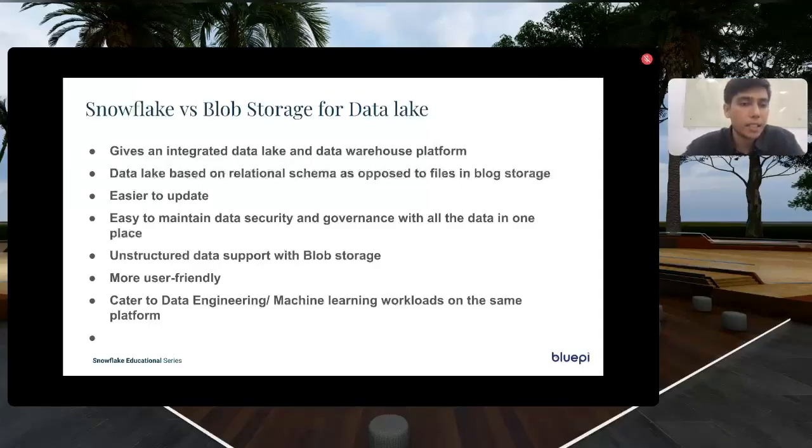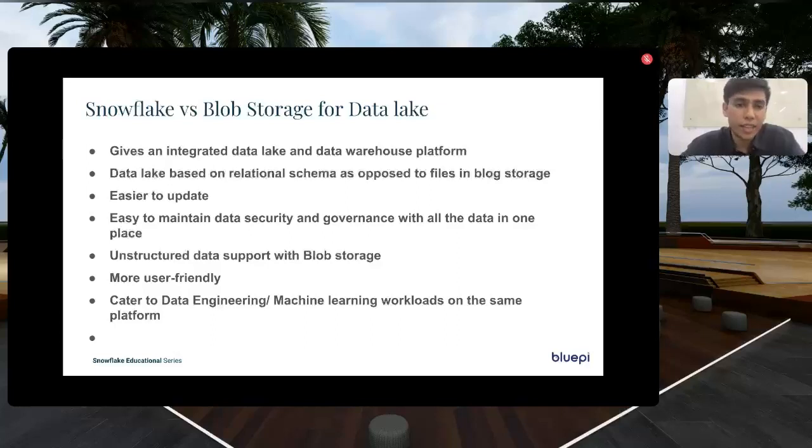This is done. Next, unstructured data support with blob storage. With blob storage, you can save your image data and your text data as well. This is not available in Snowflake. So if your data science team needs to train some model, some computer vision workloads, then you would need your blob storage as well. It's not like you can move it completely out of the picture.